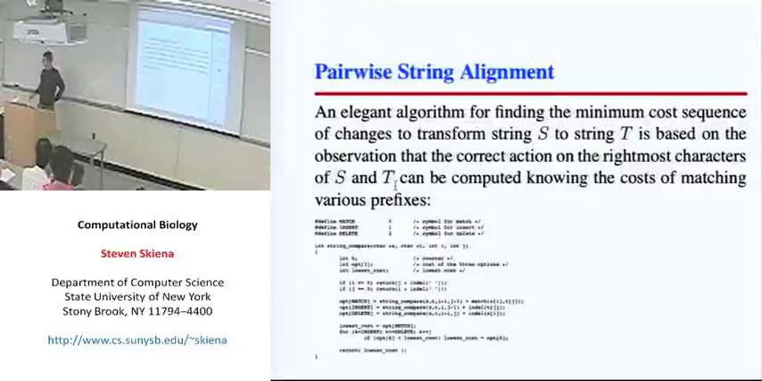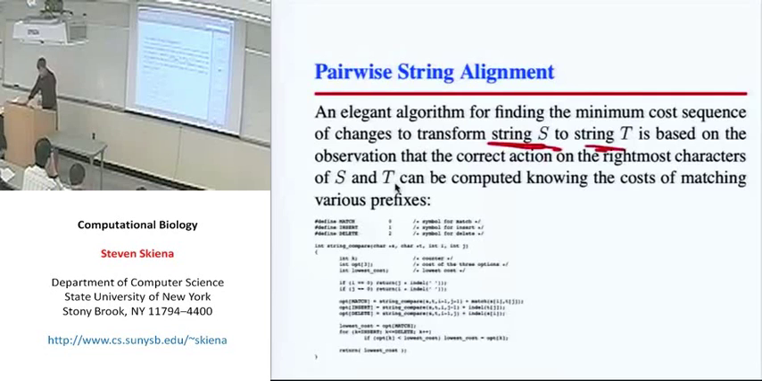Okay, what I would like to do is talk about, we're talking here about string alignment. Okay, we're talking here about the problem of approximate string matching. I give you a string S, I give you a string T, and I want you to find the minimum number of changes between our string S and our string T.